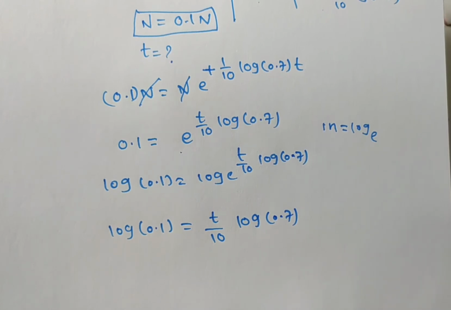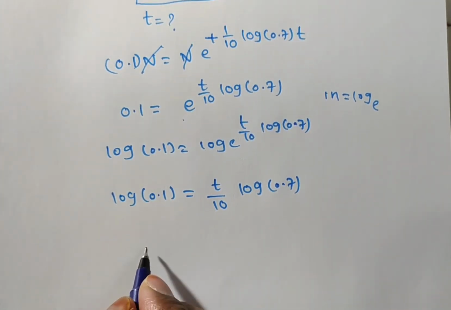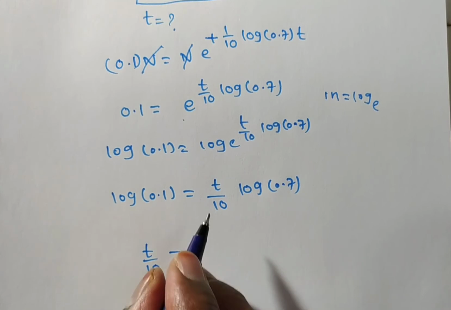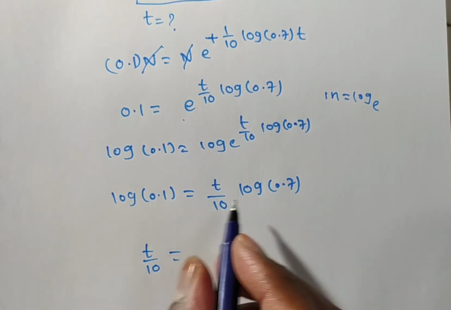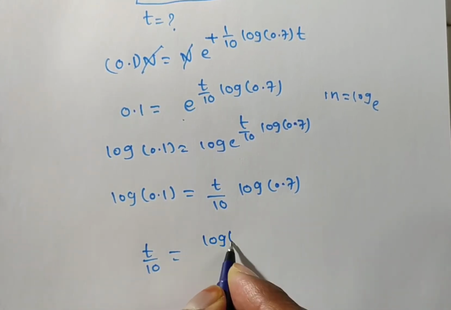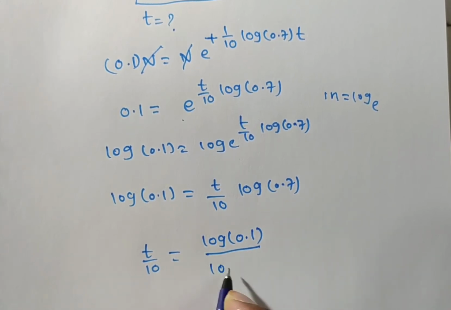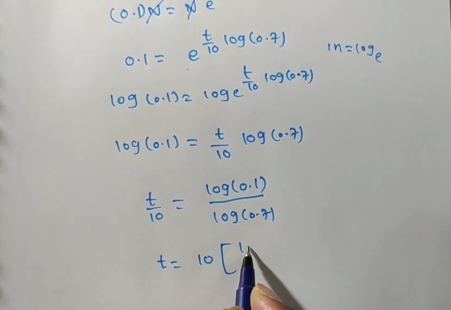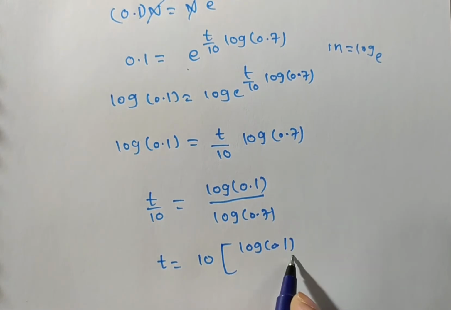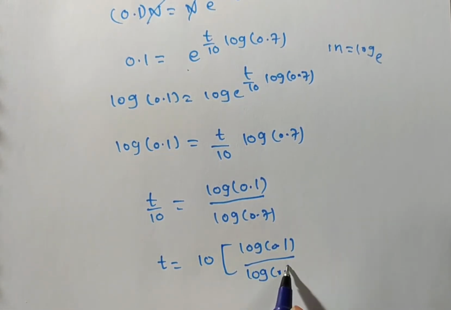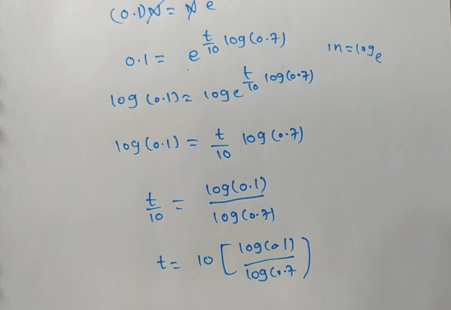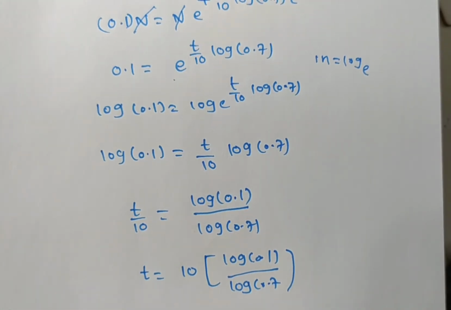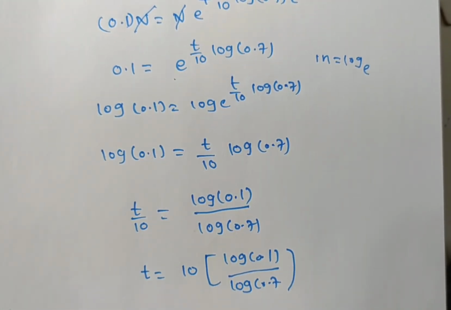Which value do I require now? T value only. So you can write t by 10 on the right side, equal to, taking the left side, log of 0.1 by log of 0.7. Now, which value do I require? T value only. So t is equal to 10 times log 0.1 by log 0.7. You have to simplify this value. By using the calculator, you can get this solution. You see what is given: 10 times log of 0.1 by log 0.7.